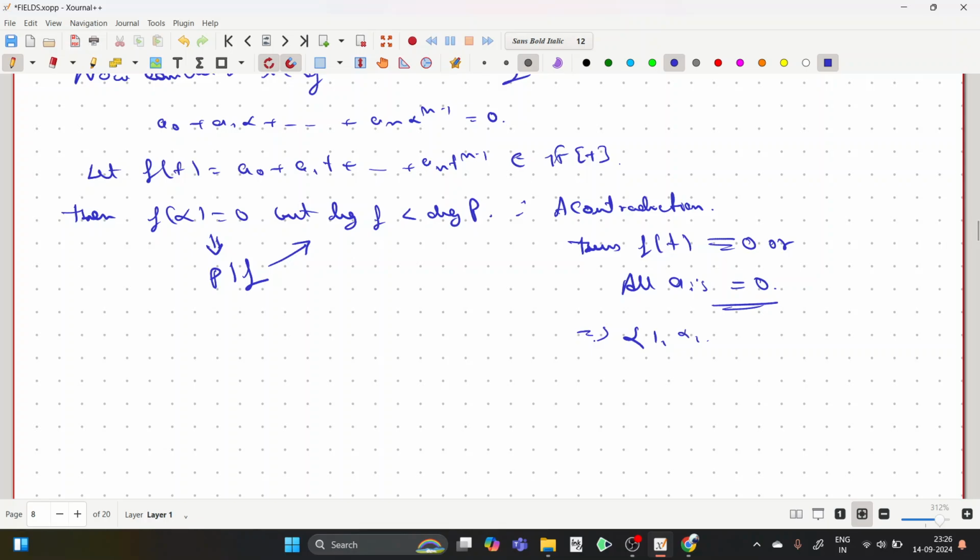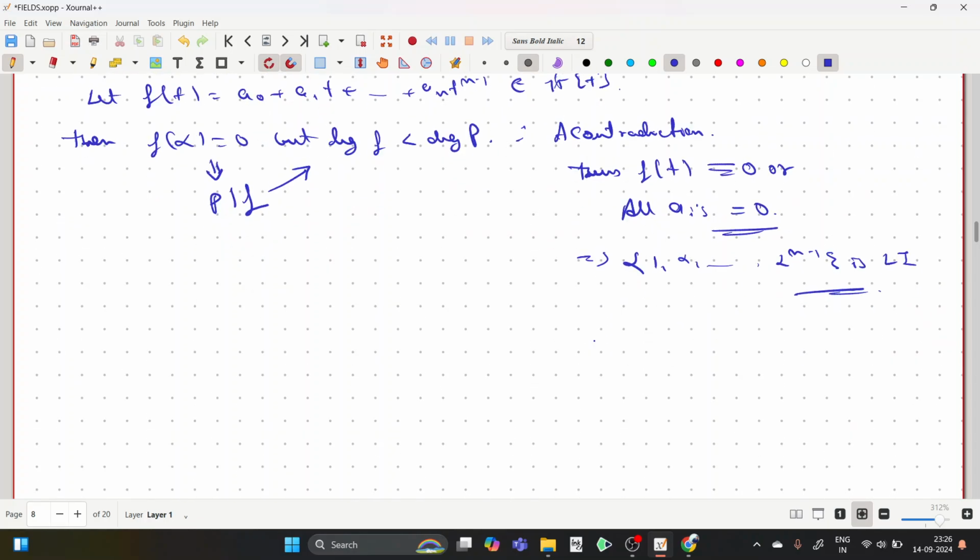1, alpha, to alpha to the power n minus 1 is linearly independent, and therefore this forms a basis. Indeed, the dimension of F alpha over F equals the degree of the irreducible of alpha over F, because the degree is n and we have exactly n vectors in the basis. I guess this part is clear.